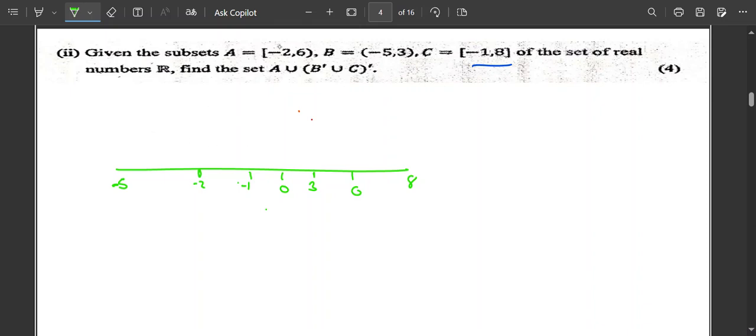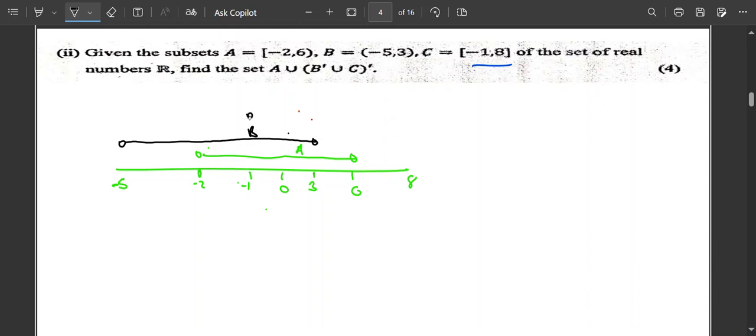So now for A, I'll say negative 2 is here, right? Then to 6. Okay, so this is our A. Then our B is now negative 5. So negative 5 is not closed, it's an open bracket, so an open interval. So this will be my B, then to 3. So it will end here. They are both open. So this is my B. Then my C will be negative 1, which will be closed.